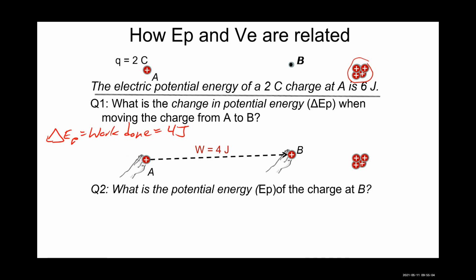All right. So then the next question we could ask is, what is the potential energy at point B? Well, to know that, we have to know what the potential energy at A was and what the change was. And we know that at A, it was 6 joules, and we just learned that the change is 4 joules. So the total is going to be 10 joules.